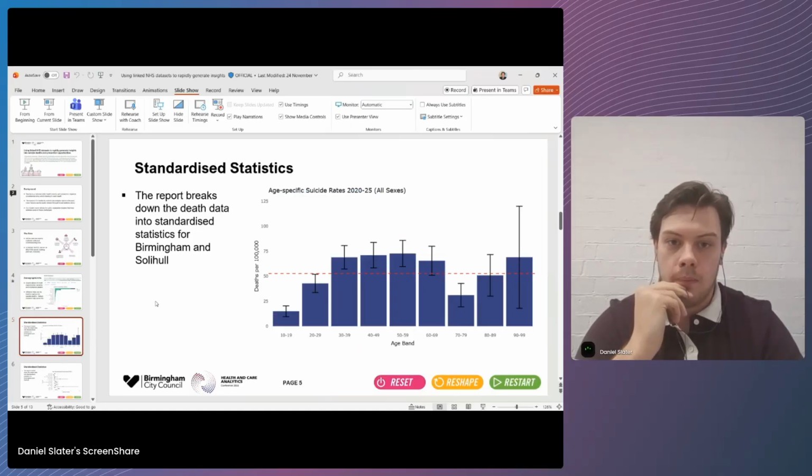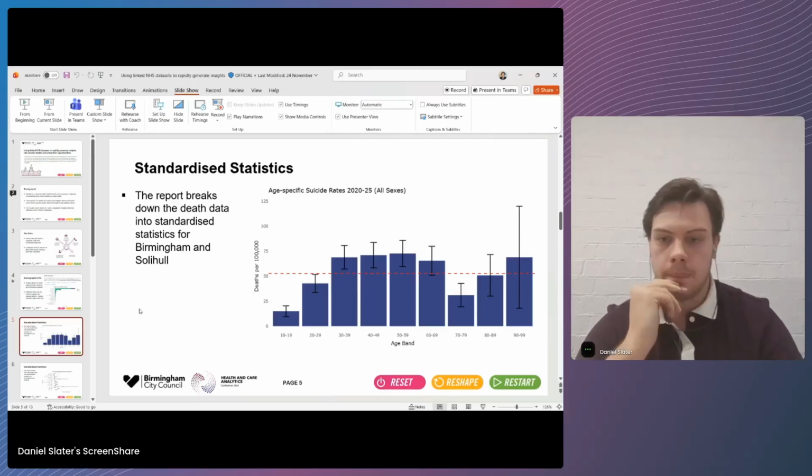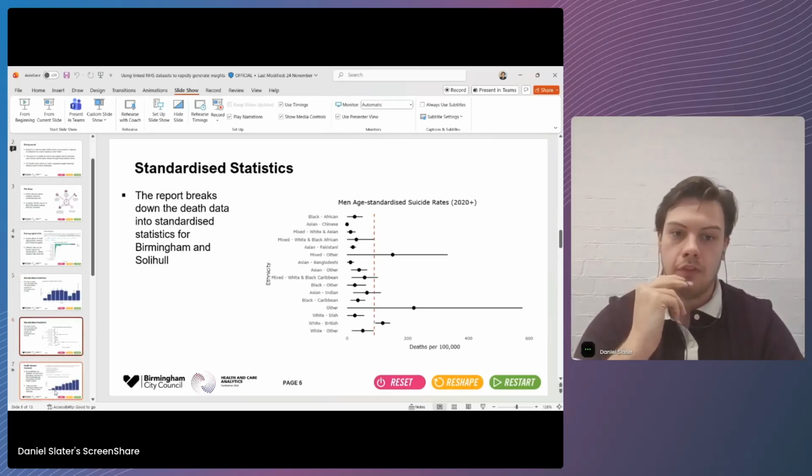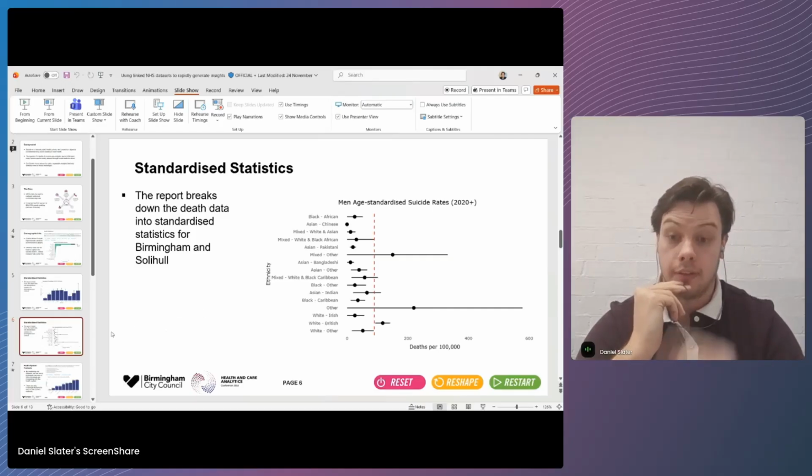One of the standard things it can do is produce these standardized statistics on the BSOL deaths. So we see that age bands 30 to 60 are the significant age bands. And with our ethnicity data, we can do this for ethnicity as well. So here's another graph showing the standardized rates by ethnicity for males, and we can see white British is the only statistically significant one here.